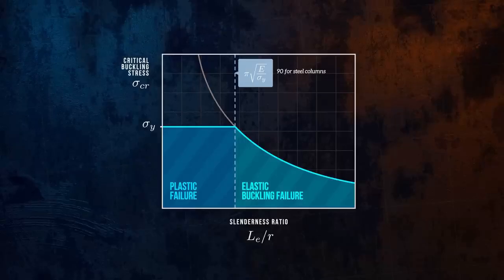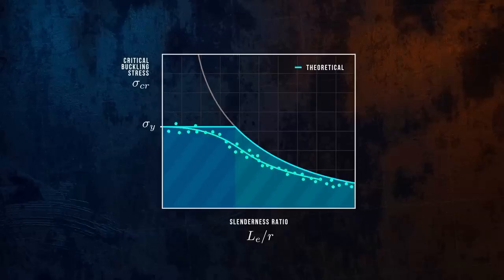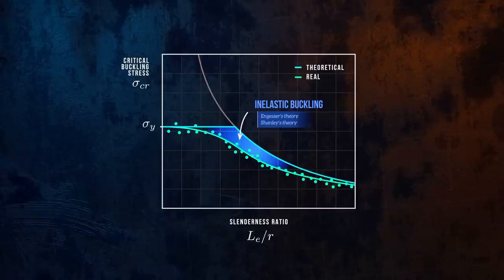But this curve only represents the theoretical behavior of columns. If we plot buckling stresses determined experimentally for real columns, we can see it doesn't exactly match the theoretical behavior. In particular, the transition between plastic failure and elastic buckling failure is much more gradual. This is because for columns in this transition range, buckling is actually a complex combination of these two failure modes. This is called inelastic buckling, and the theoretical behavior can be modeled using methods like Engesser's theory or Shanley's theory.